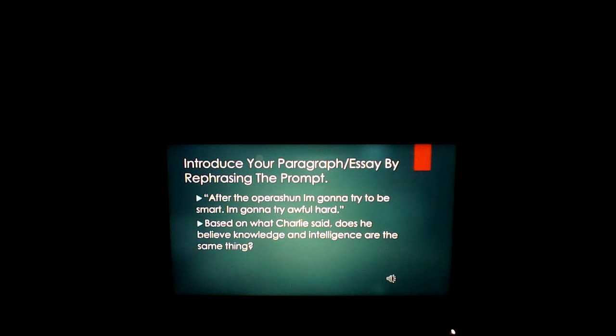Right? You're getting ready to look at some choices of some sentences. You have to choose which of those sentences is the best introduction. Now choose with these thoughts in mind. A good introduction will restate the prompt. It will clearly let the reader know what the prompt has asked. And our prompt for today is based on what Charlie said. Does he believe knowledge and intelligence are the same thing? Here we go.